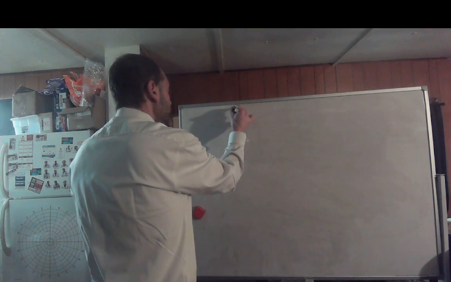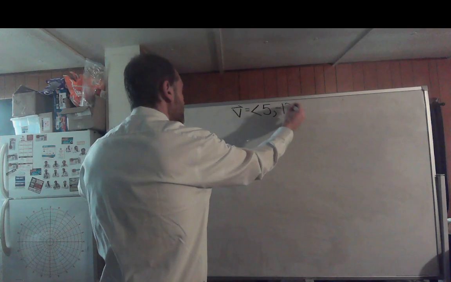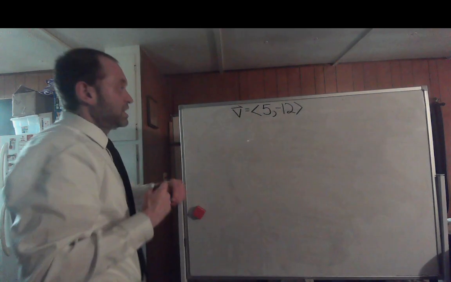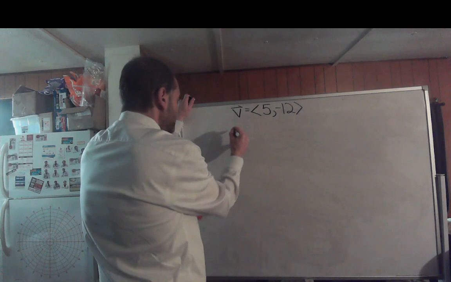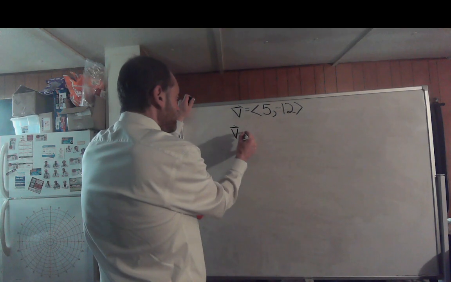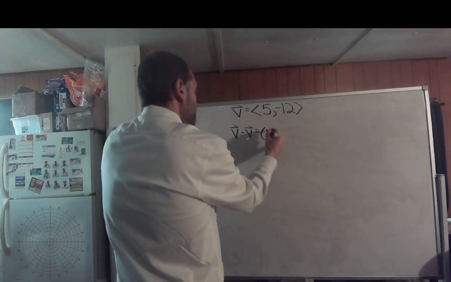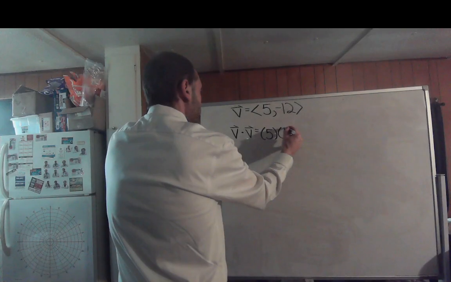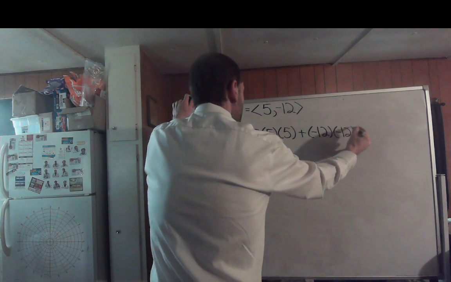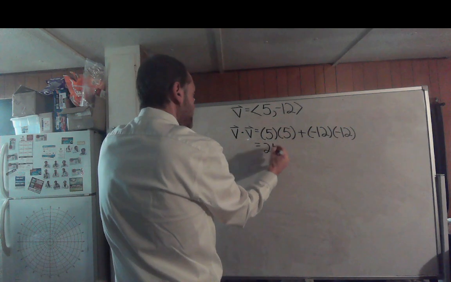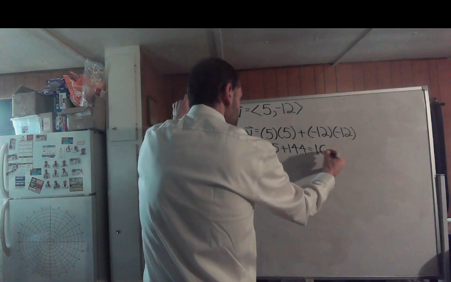So vector v is 5, -12. Let's use dot products to find the magnitude. So you'll take the dot product of v on itself, which would end up being that 5 times 5 plus -12 times -12, which is going to equal 25 plus 144, which is going to equal 169.